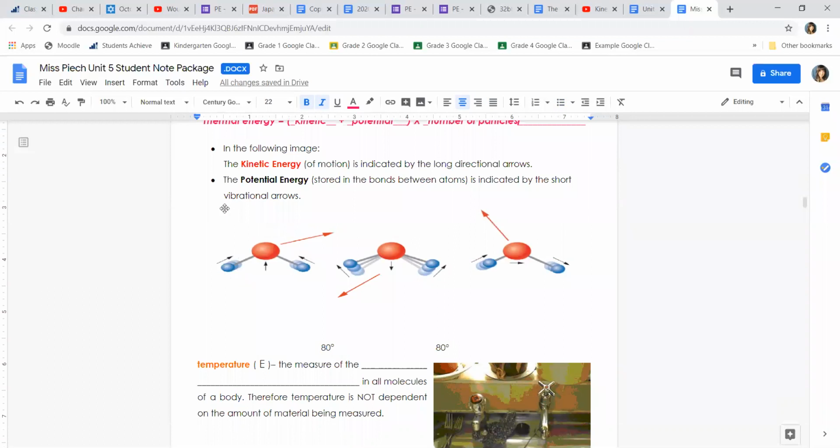Then you have here all these beautiful diagrams that talk about the kinetic energy. So we have the kinetic energy, it shows by the long directional arrows going out. So that's the kinetic energy of motion. The potential energy that's stored in the bonds between the atoms there, and that's indicated by these short vibrational arrows.